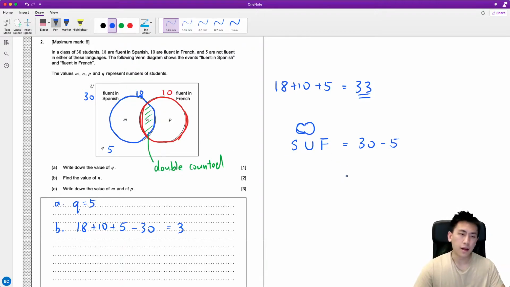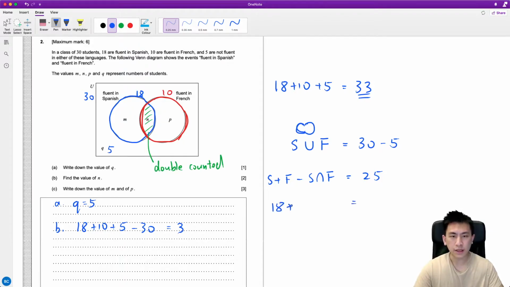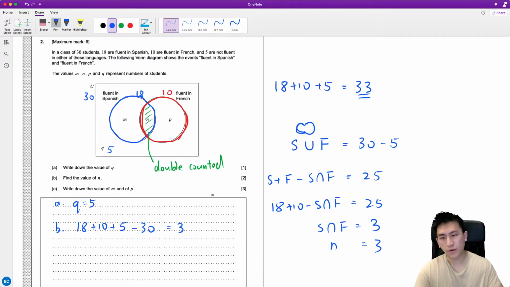And then you also know S union F very rigorously. You actually know a formula for that, right? There's S plus F minus S intersect F, which is 25 here. And then S is 18, so 18 plus 10 minus S intersect F is 25. A little bit of math, you also get S intersect F being just 3. And that's just n equals 3. So that would also work, but of course the way to think about using just logic would be a bit easier. It depends what you think about it.